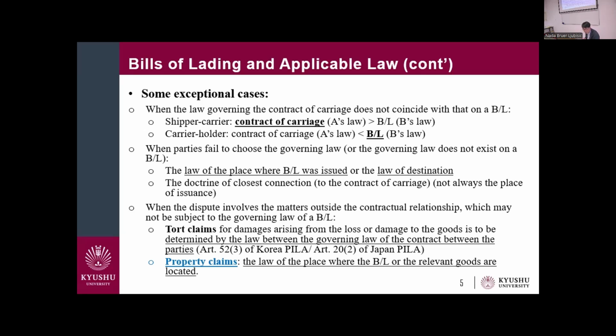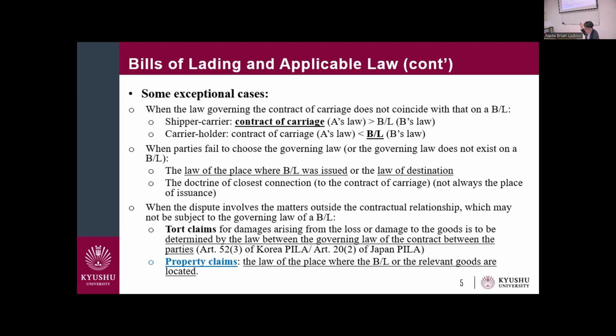For example, a tort claim for damages arising from the loss of or damage to the goods is to be determined by the governing law of the contract between the parties. This is because the Korean law as well as the Japanese law were amended to allow the applicable law of a tort claim to be decided by the governing law of the contract between the parties. So if they are already in a contractual relationship, we follow the governing law chosen by the parties.